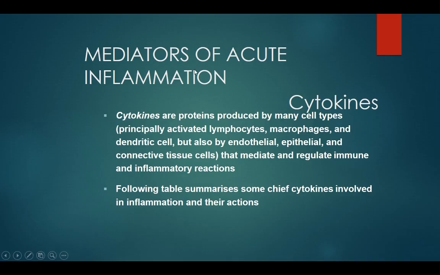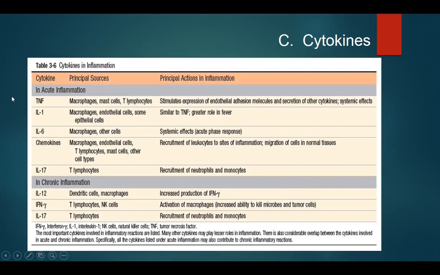So what are the mediators now, the cytokines? Cytokines are proteins produced by many cell types, principally activated lymphocytes, macrophages, and dendritic cells, but also by endothelial, epithelial, and connective tissue cells, that mediate and regulate immune and inflammatory reactions. The following table summarizes the cytokines. These are the cytokines released by these sources, these are the sources, and these are the actions.